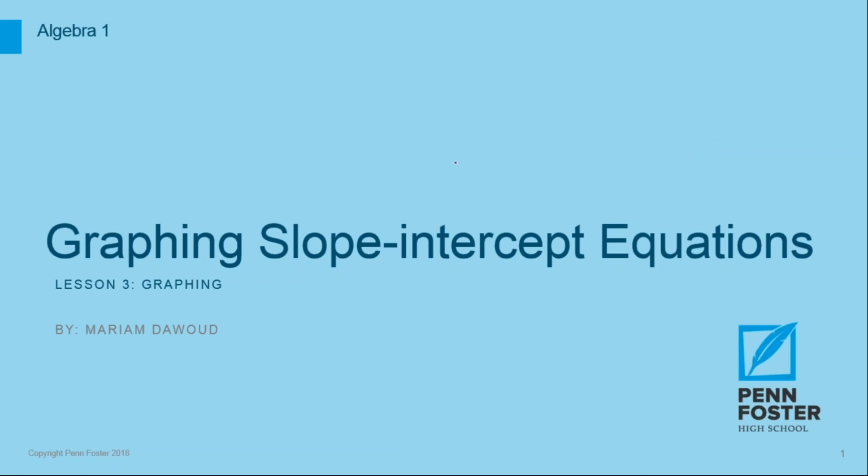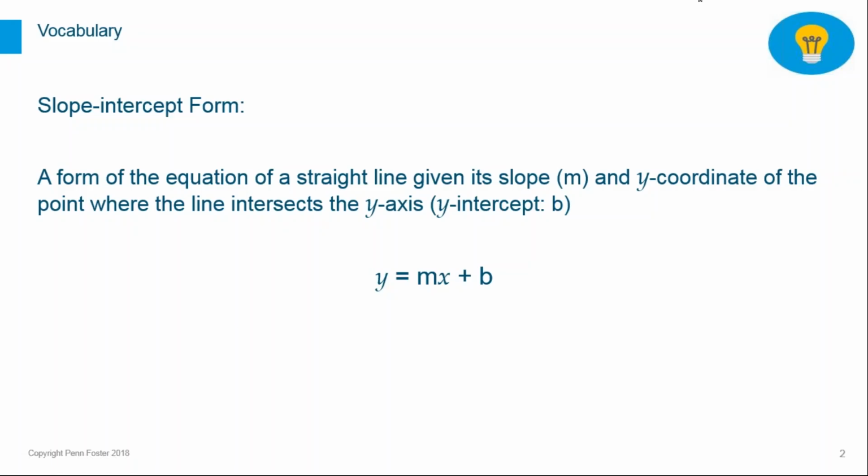Hi, in this video, we will look at how to graph a slope-intercept equation of a straight line. First, we need to understand what the slope-intercept form of a line is. It is a kind of equation that you can put together to describe how the line will look like if you graph it. So it's a form of equation of a straight line given its slope.